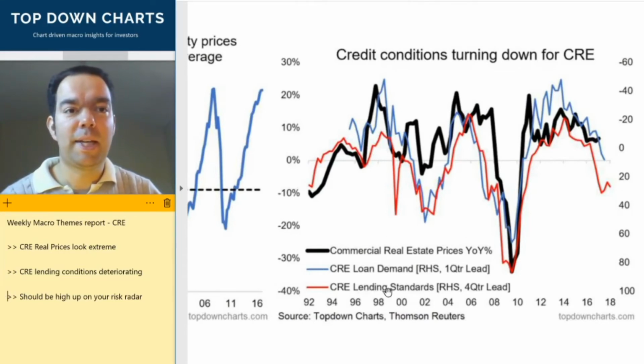Commercial real estate lending standards have been declining, and when I say declining on this chart, that actually means tightening. Typically, history shows that when lending standards tighten, you've either seen a bit of a slowdown in prices, or more volatile and lower returns, or in this case we actually saw a big crisis.